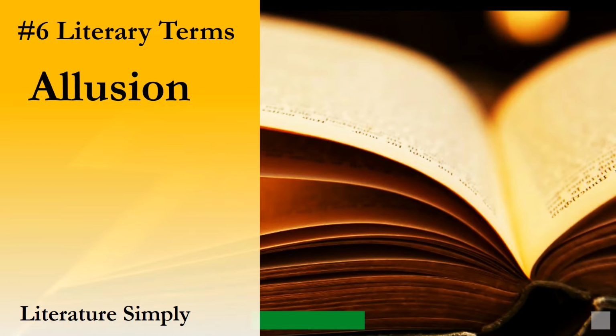Here, number 6 in literary terms: allusion, and we are watching literature simply. Very first, dear students, we will dissect the definition, or we will see the meaning of this term allusion. Then we will understand how this allusion appears in literature, or what kind of things are related to allusion. And then I will explain to you some of the types of allusion, and after that we will understand the examples of allusion. So first, the definition of allusion.